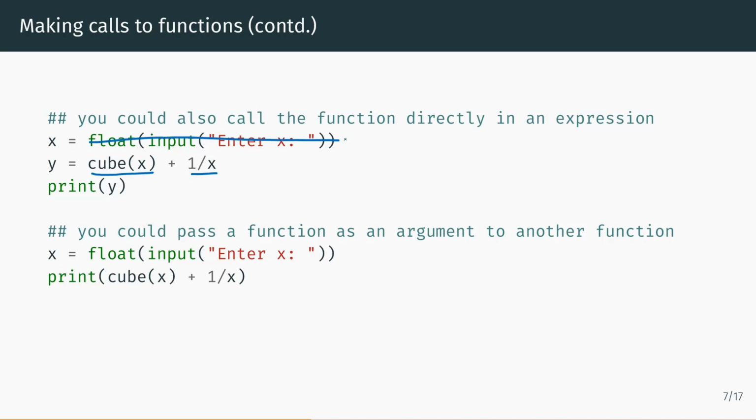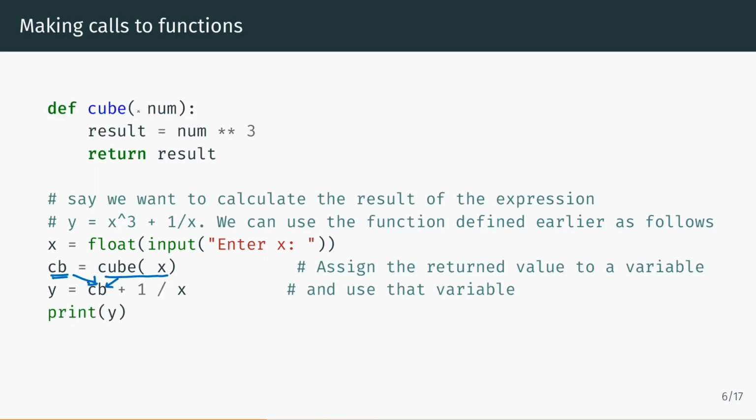X would be 2, and then cube of x would be cube of 2 plus 1 over 2, right? Now cube of 2, go back here: the num would be replaced by 2, right? So result is 2 raised to the 3. So when you return result, replace the result with the actual value, which is 8, okay?